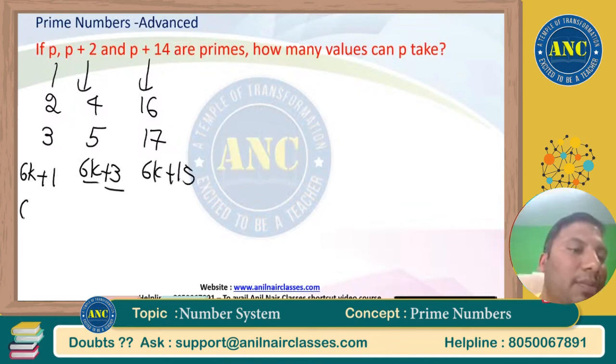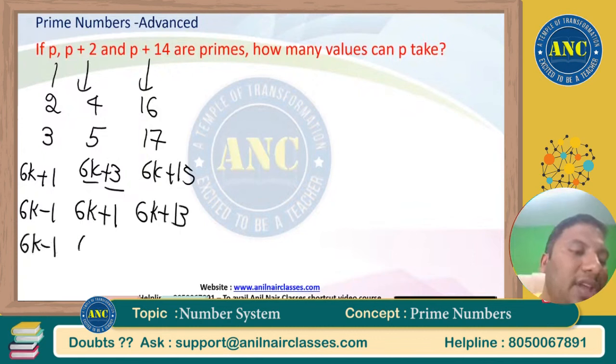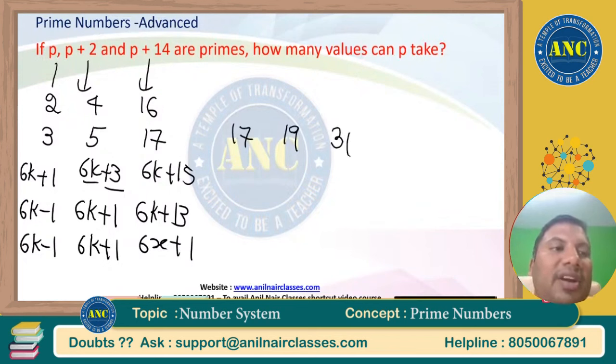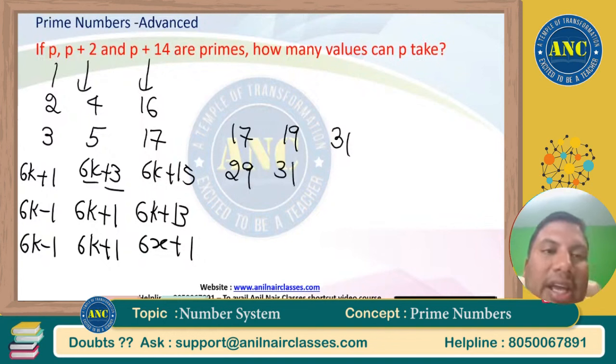Divisible by 3, divisible by 3. So 6k minus 1 and 6k plus 1 are the possible forms, where x is k plus 2. If I take 17, 17 plus 2 is 19 and 17 plus 14 is 31. You are getting it. Let me take 29, which is 6 into 5 minus 1. 29 plus 2 is 31, and 29 plus 14 is 43.